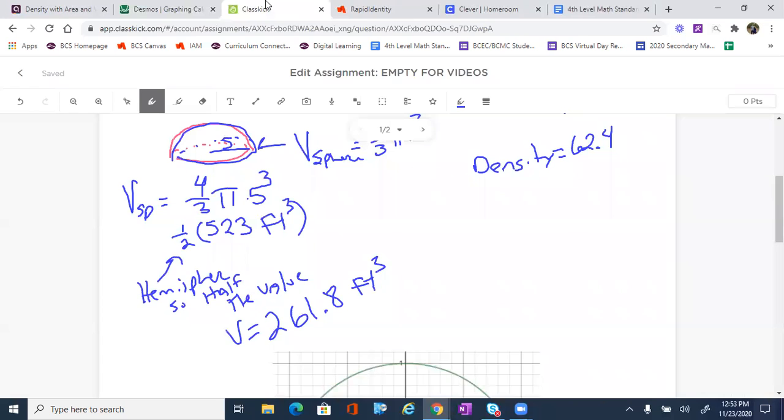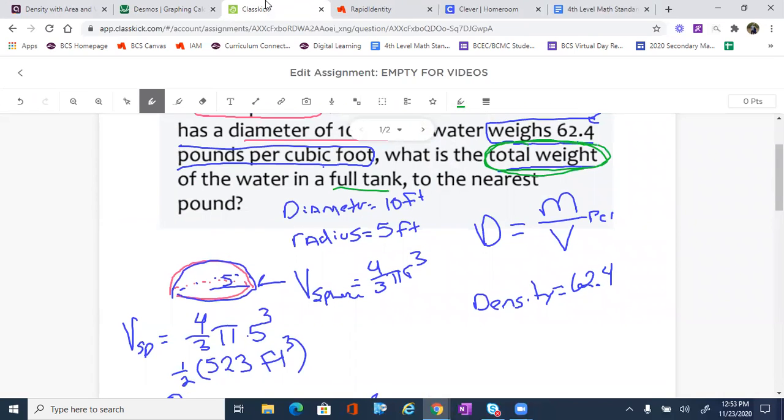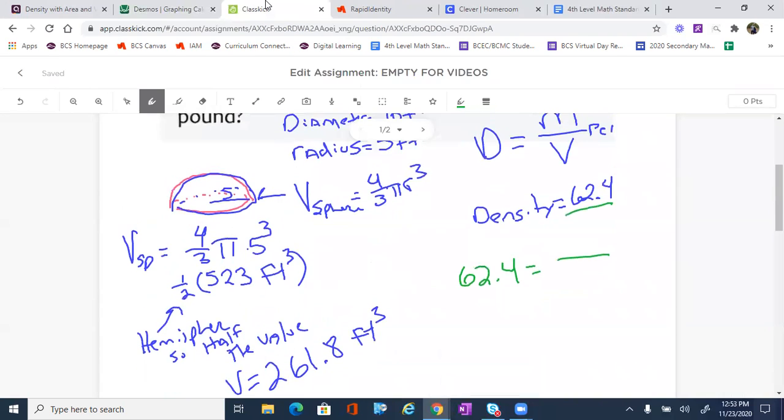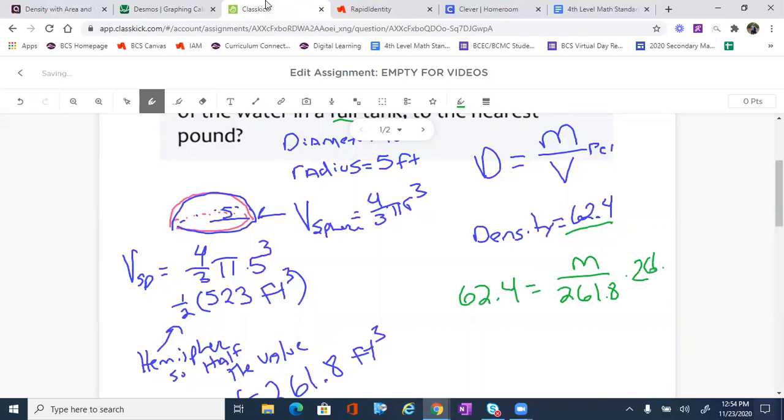So now we can go back to our density formula, because our goal is to find the total weight of the full water tank. Density equals mass divided by volume, and let's fill it in. I know D is going to be 62.4. I know our volume, which we determined was 261.8. And we can find our mass, or our weight in this case. How do we do that? We just multiply by 261.8 on both sides.